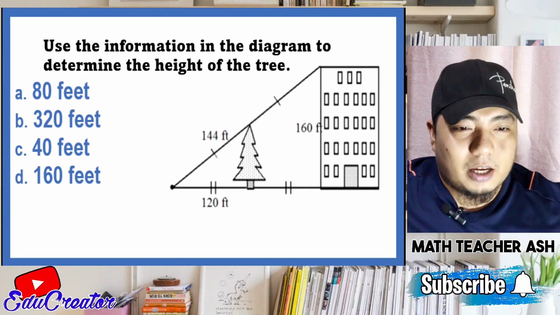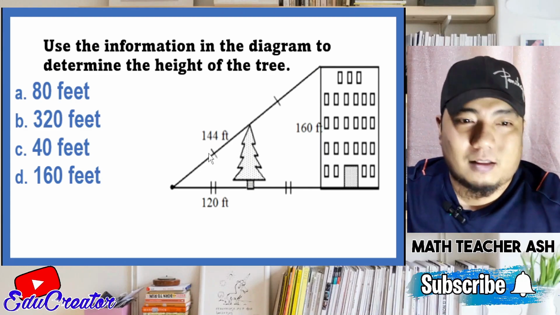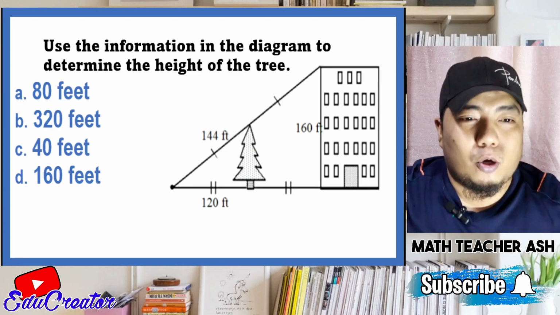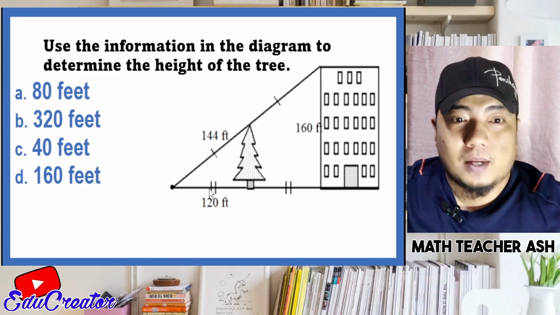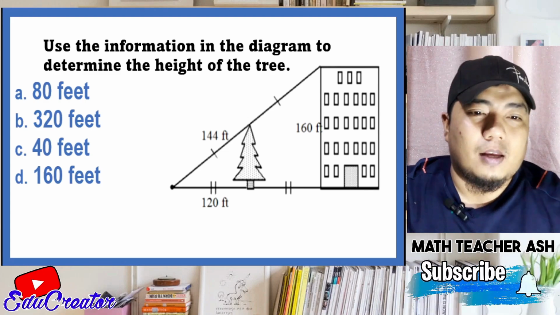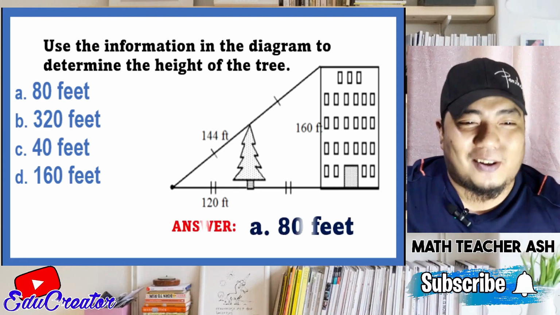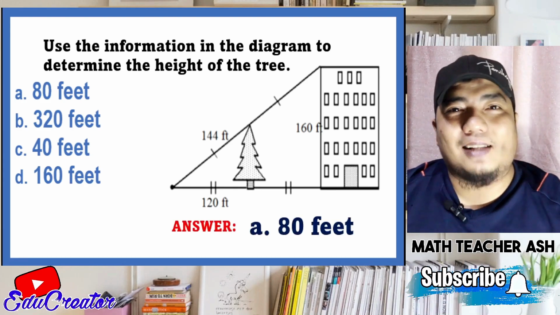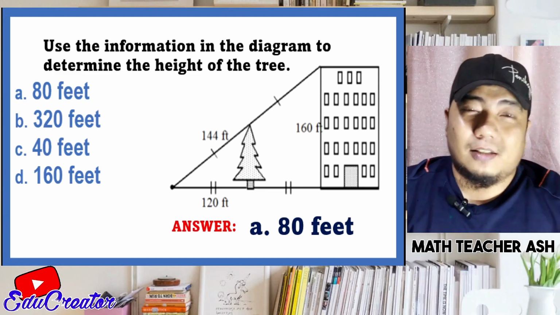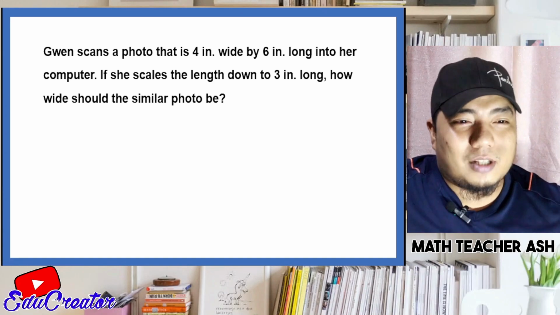Now, one of our legs here is missing, and that is the height of the tree. So what we do here is we get c squared, which is 144 squared, minus 120 squared. If you simplify and then get the square root of that, the answer is approximately 80 feet. Let's check. All right, we got the correct answer, my dear math learner. So just c squared minus a squared, and then the square root of that, you will get your final answer on this question. Easy, right? Now let us go to the next question.